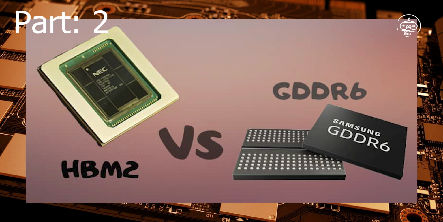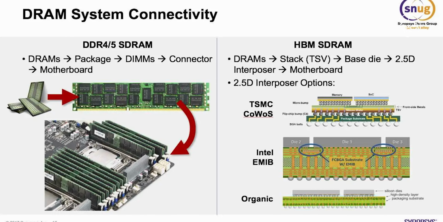Types of VRAM. This is the part 2 video of this series. Now we will discuss types of VRAM and understanding the memory bus and bandwidth. There are two types of VRAM that are used on most graphics cards today, GDDR or HBM.